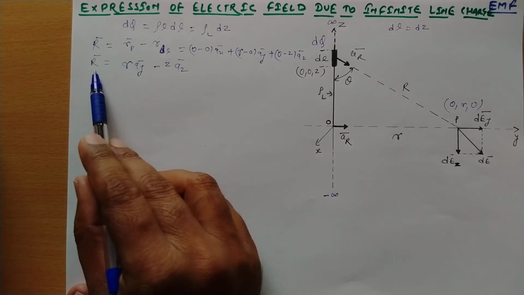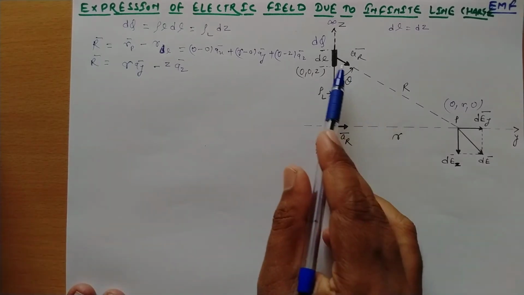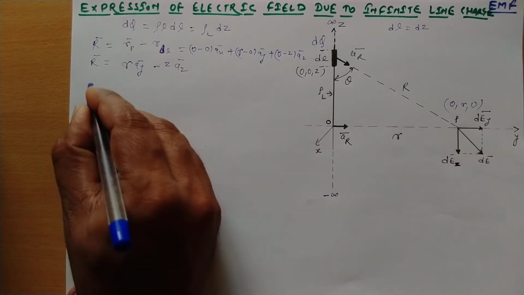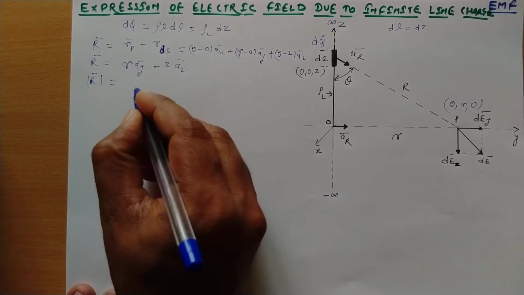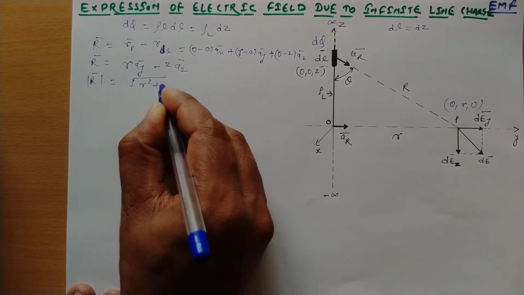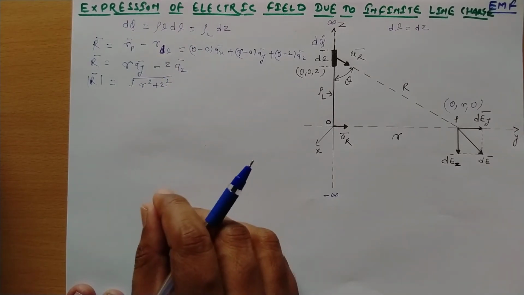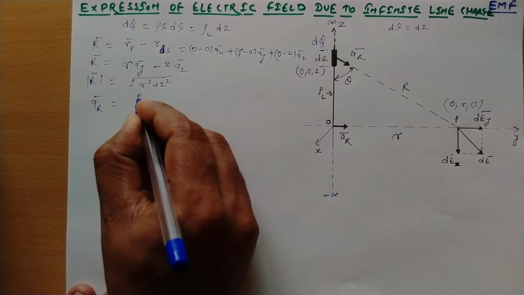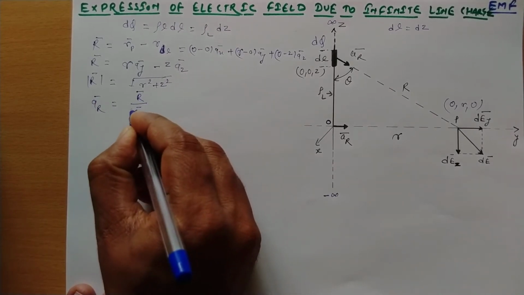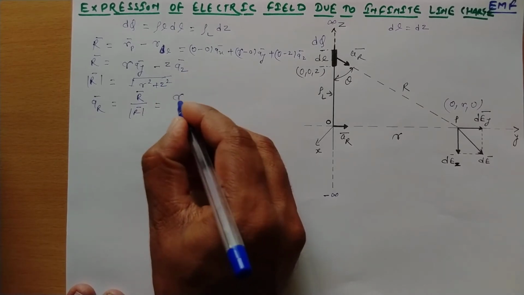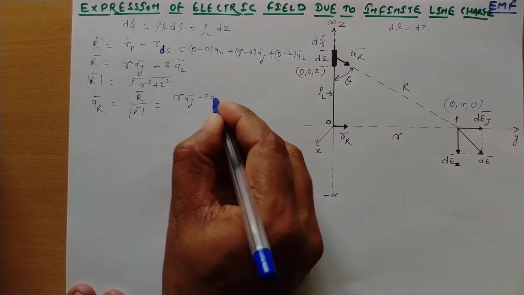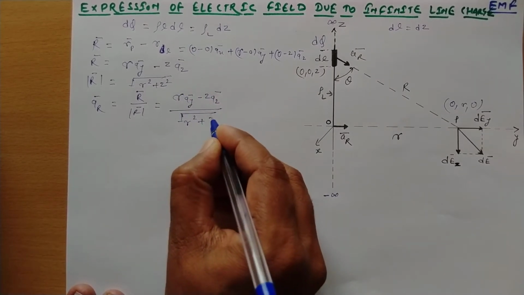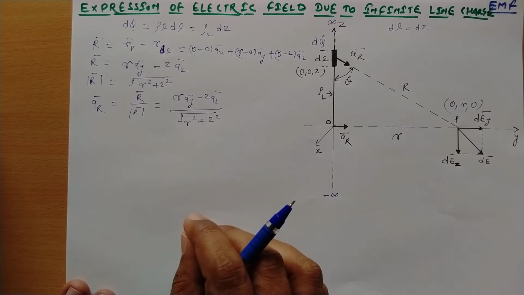Here, r denotes the distance between the differential length and the point P. We can also find its magnitude, which is the square root of r squared plus z squared. We also find the unit vector, defined as vector r divided by its magnitude, so it is r a y minus z a z divided by the square root of r squared plus z squared.